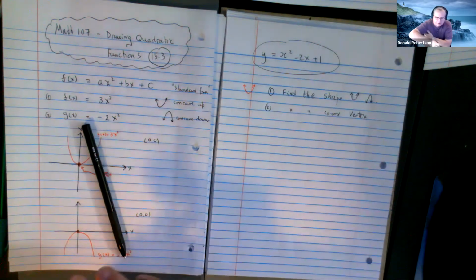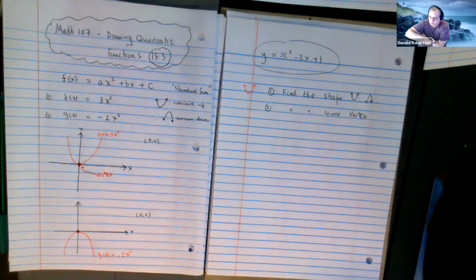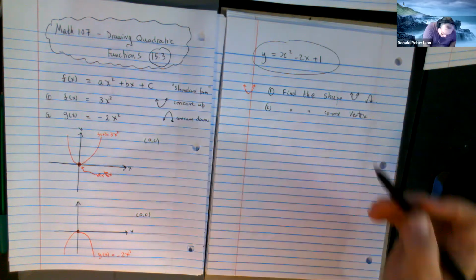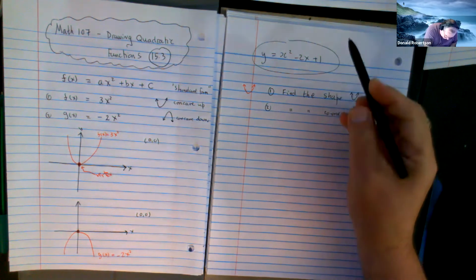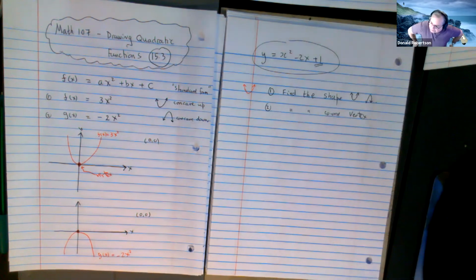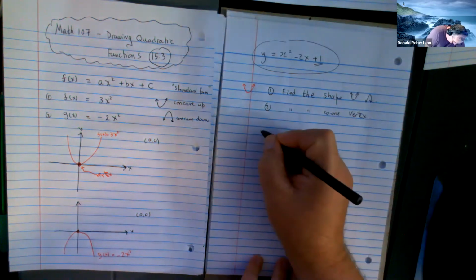Now, for the other two questions, the vertex was pretty easy, wasn't it? It was either at the origin or, if it was +3 at the end, it would be there. That number there is not the vertex, right? That's not the vertex.